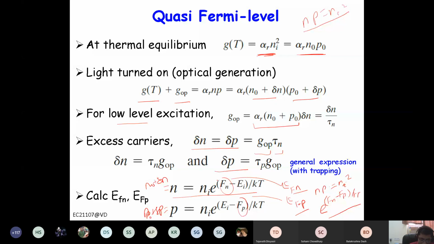Now in some cases, if there is trapping, the actual concentrations of electrons and holes can be different. That also we will see in a coming lecture. But for now, this is the expression. For optical generation, delta n and delta p are equal, and they are the optical generation rate times tau n. And with this modified carrier concentration, you can calculate the separate Fermi levels for electrons and holes, and these Fermi levels are called quasi Fermi levels.